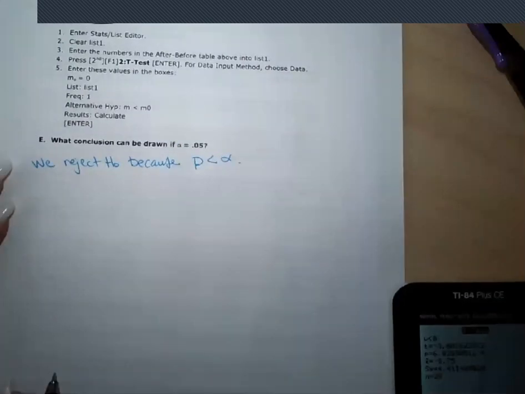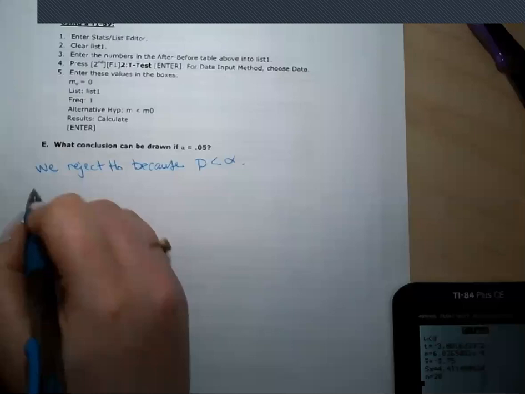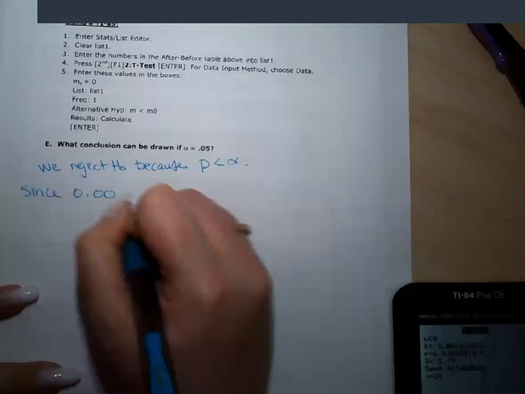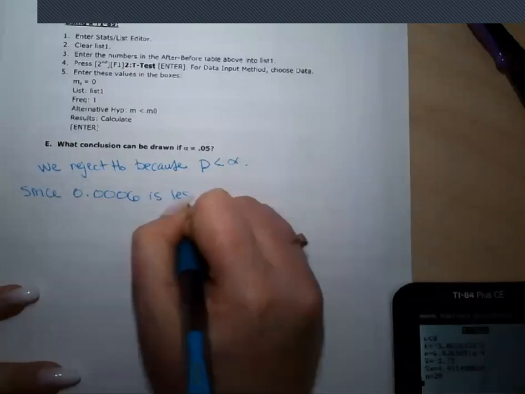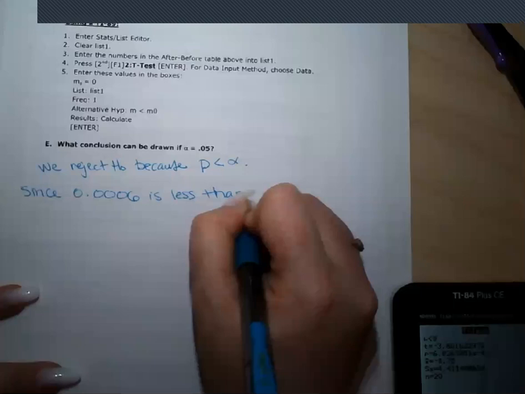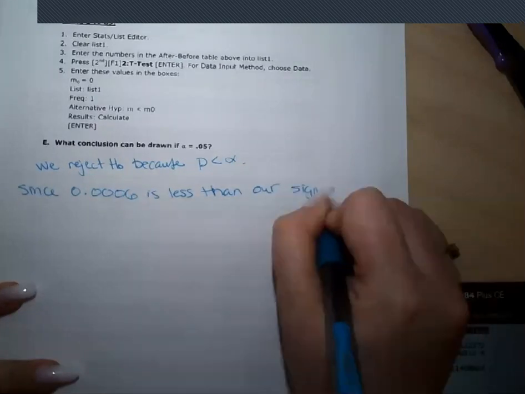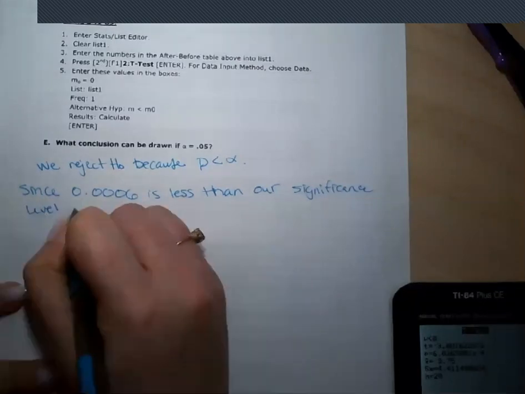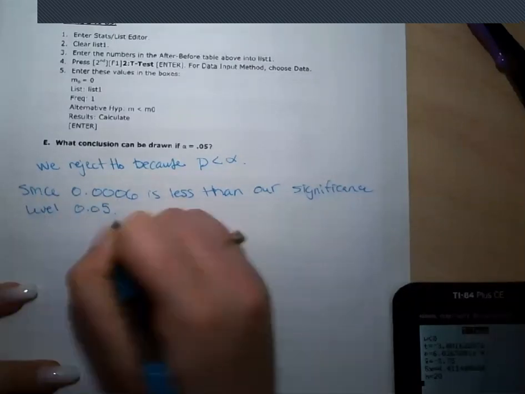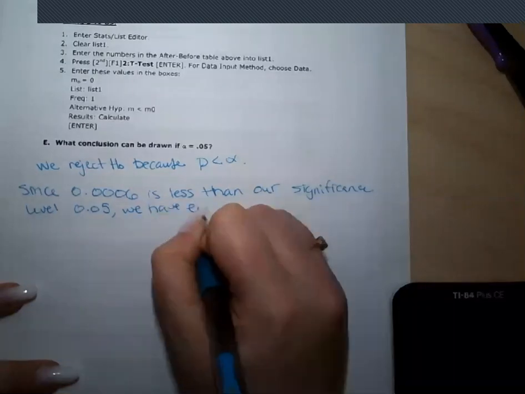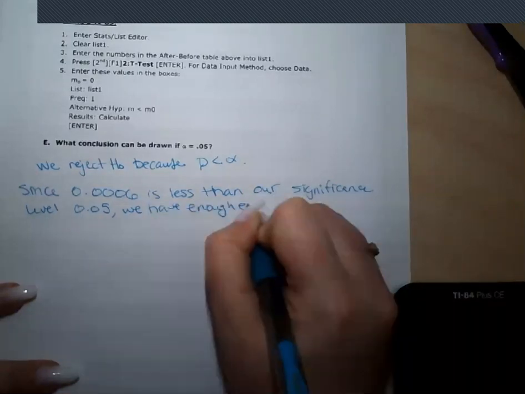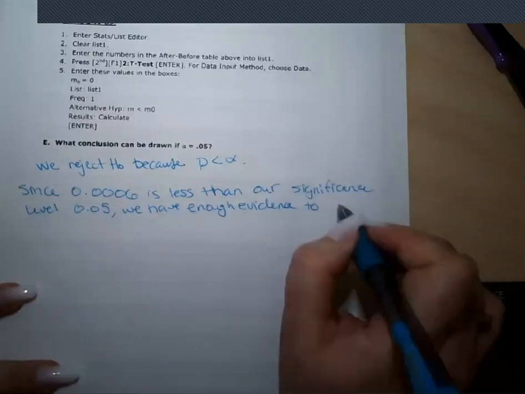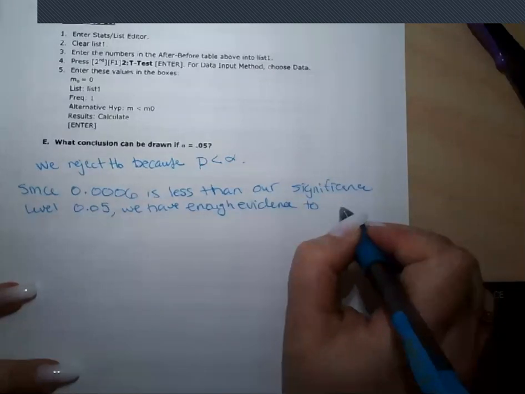Yeah, let's put that in context though. Since 0.0006 is less than our significance level, 0.05, we have enough evidence to support our alternative hypothesis, which says that the weight loss drug is effective.